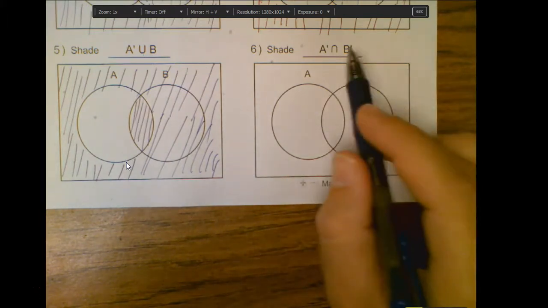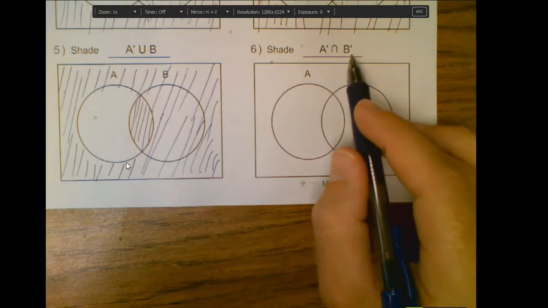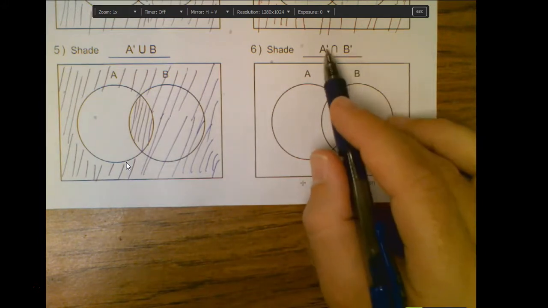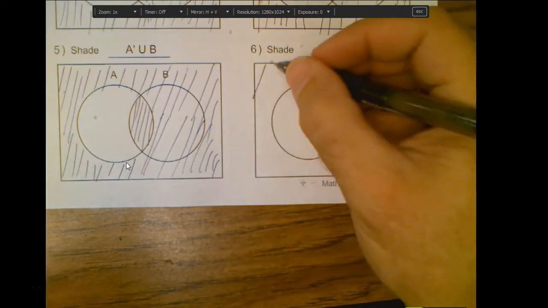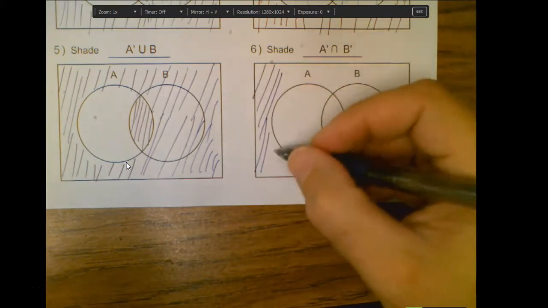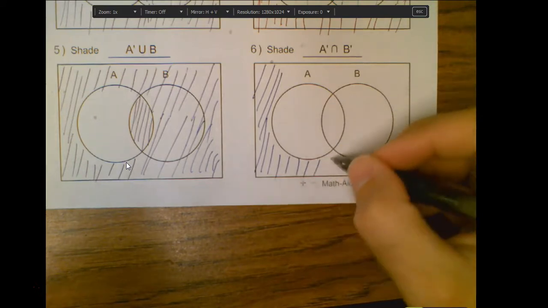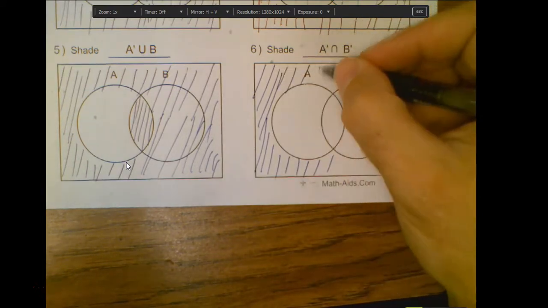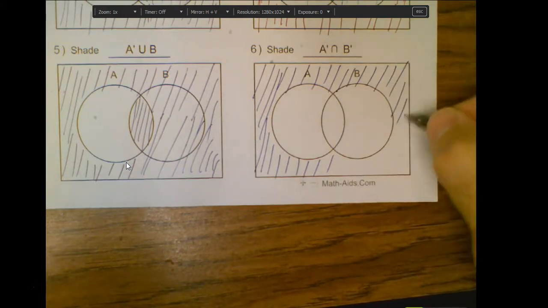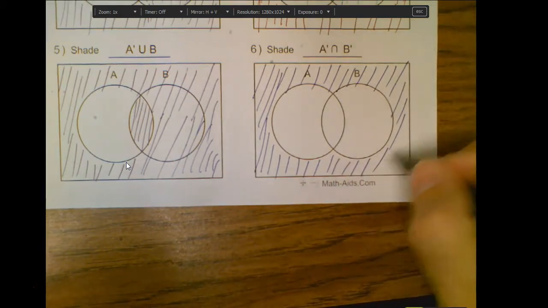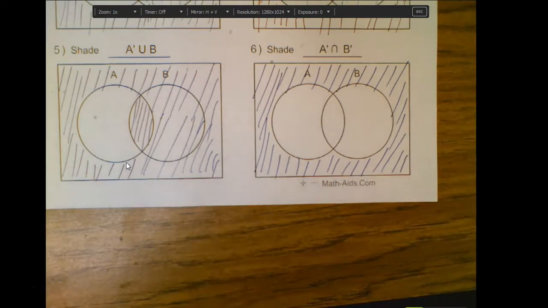So I need to find the area that is true about both statements. So the stuff that is not in A and is not in B. And that would be the outside area that you see right here. So this is the stuff that is not in A. It's also the stuff that is not in B. So remember, because it's an intersection, it's got to be true about both statements in order for it to get shaded. So that is the stuff that is not in A and not in B.